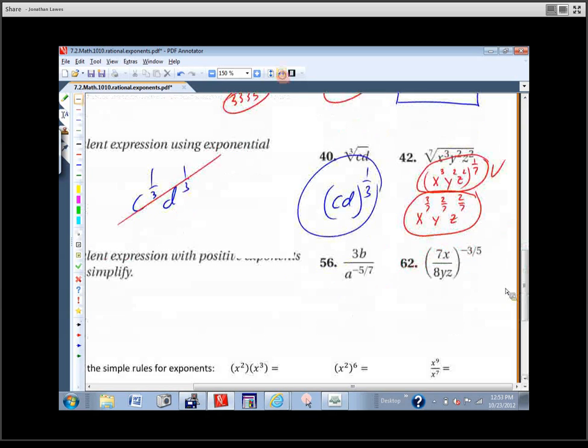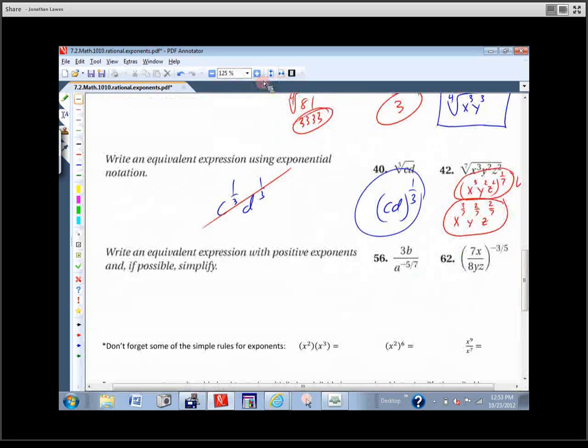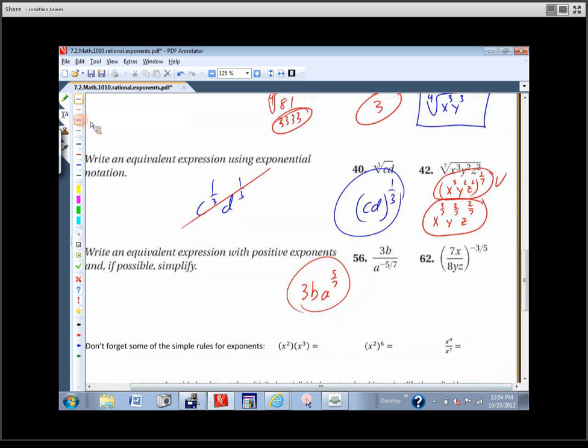Okay, next one. Write an equivalent expression with positive exponents and, if possible, simplify. So remember, if it's a factor with a negative exponent, you can move it from top to bottom or bottom to top and change the sign. So this is going to be 3b, and if I move that into the numerator, that's going to be a to the, it's now positive 5/7. So we don't really need to write the positive there, and that's it. Any questions? Okay, let's take a look at the next one then.